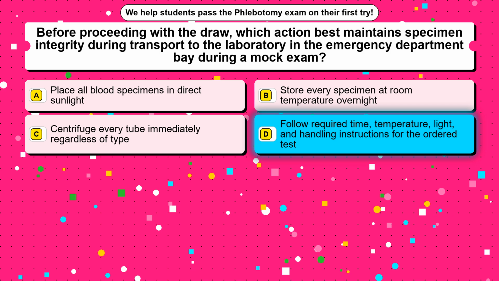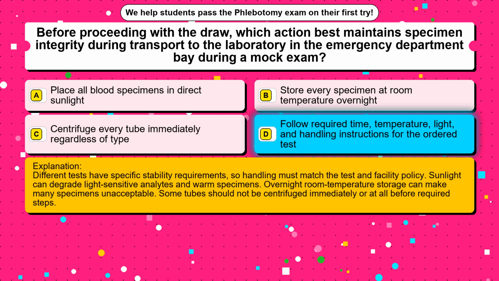The correct answer is option D. Follow required time, temperature, light, and handling instructions for the ordered test. Different tests have specific stability requirements, so handling must match the test and facility policy. Sunlight can degrade light-sensitive analytes and warm specimens. Overnight room temperature storage can make many specimens unacceptable. Some tubes should not be centrifuged immediately or at all before required steps.